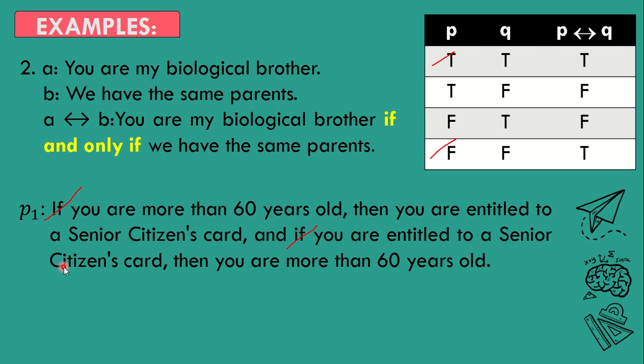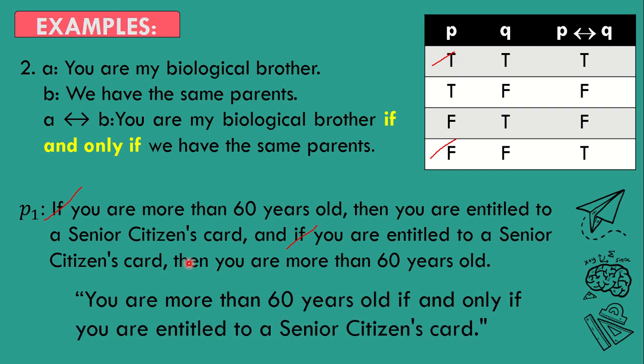Since it's the same, we can transform this into a biconditional statement. So we can have: you are more than 60 years old if and only if you are entitled to a senior citizens card. Or vice versa, you are entitled to a senior citizens card if and only if you are more than 60 years old.